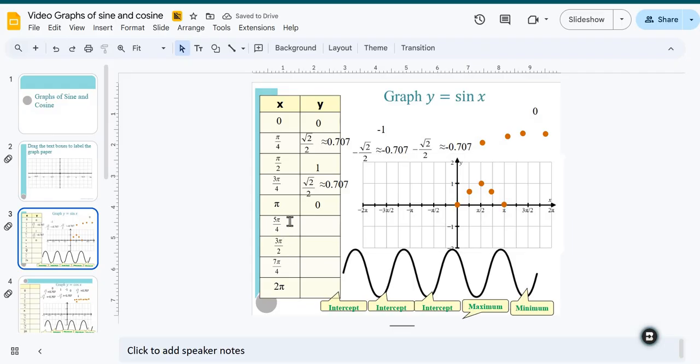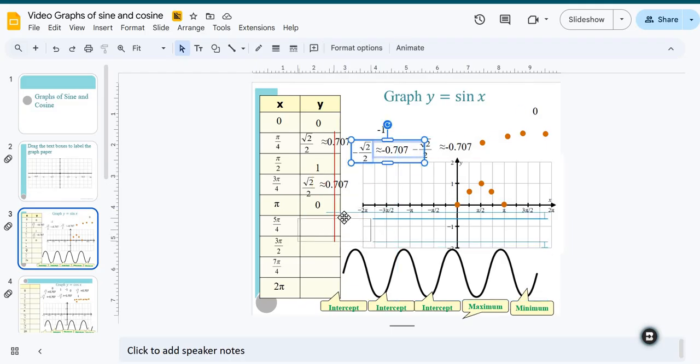Okay. Now moving on to 5 pi over 4, that's going to be in our third quadrant. So remember that in my third quadrant, sine now is negative. And because the reference angle, again, I have a 4 in our denominator, is still pi over 4, I still get that square root of 2 over 2. The only difference now is that it's going to be negative.